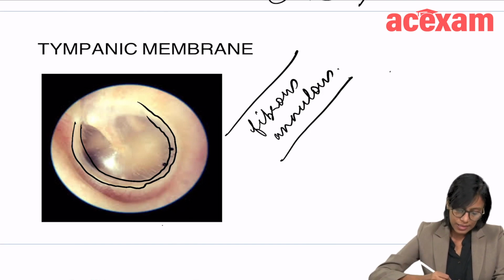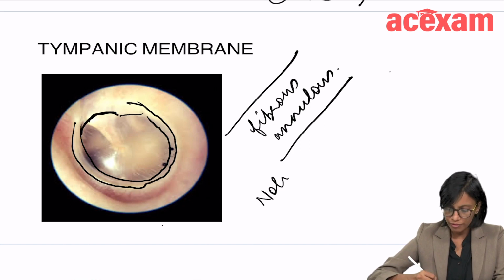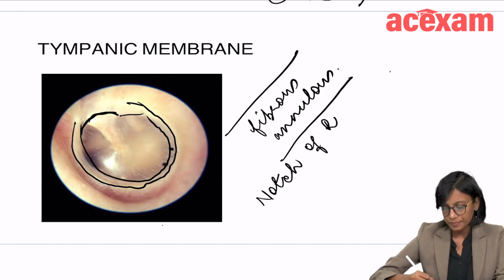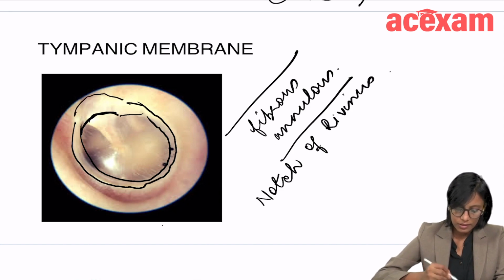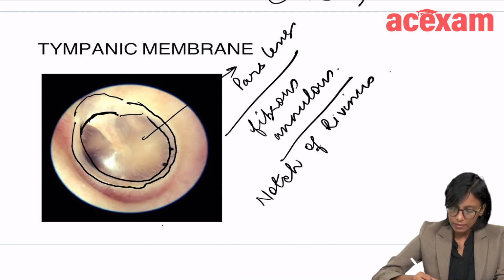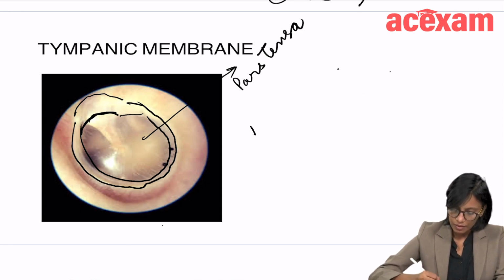Now you can see here that this annulus is absent superiorly. So this is a notch which is formed here. This is known as notch of Rivinus. And you can divide the tympanic membrane into 2 parts here. This is the pars tensa, and the upper part is the pars flaccida.